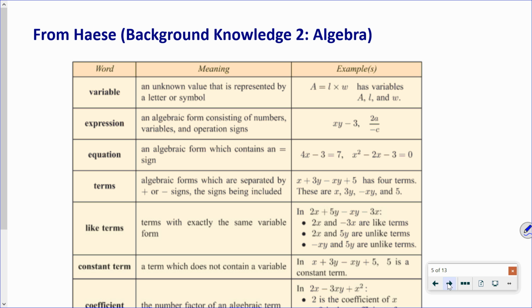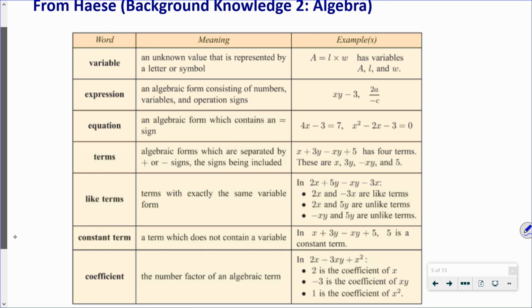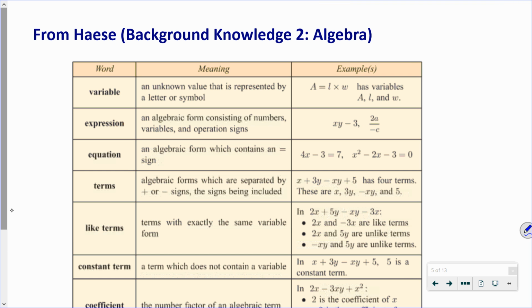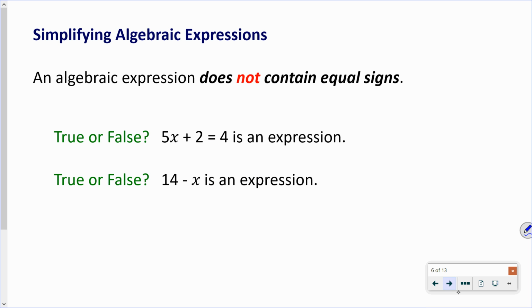This is a table that is from our textbook, from the Hayes textbook. So if you're looking for a one-stop shop where you can find the definitions of all of the terms from this lesson, you can find them in our textbook in a section called Background Knowledge 2. But we are going to go through and unpack a few of these on the following slide, so you don't necessarily need to pause on this slide and write down all of these notes.